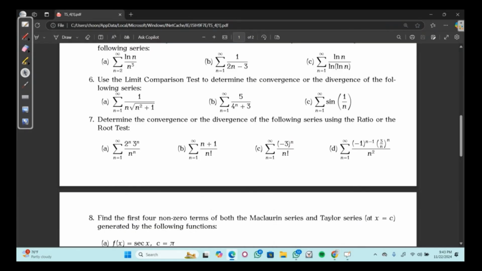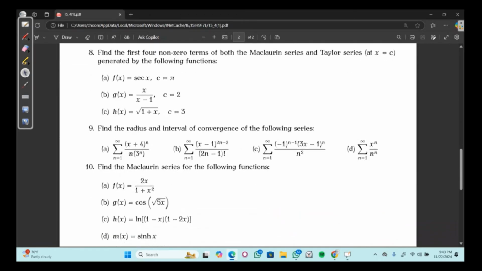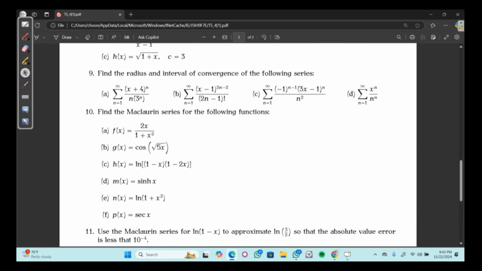Okay, so that was question 8. Just know the difference between the Taylor series and the Maclaurin series. The Taylor series is just like the generalized point of view. The Maclaurin series is a Taylor series centered at c equals 0, meaning centered at 0. Then question 9, actually we're almost done, let me just finish it up.